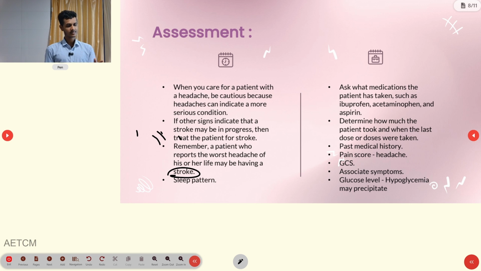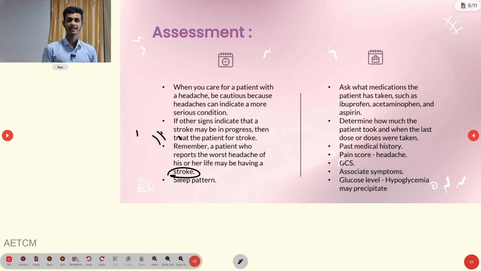Lack of sleep means we may provide sleep pills, which is mainly managed in the hospital. But at the time of history and assessment, we have to rule out the sleep pattern. And then we have to assess the GCS. And then the pain score for the headache: we have 1 to 10, we can include 0 also, but 0 indicates no pain. Based on the pain score, we can ask the severity of the pain.